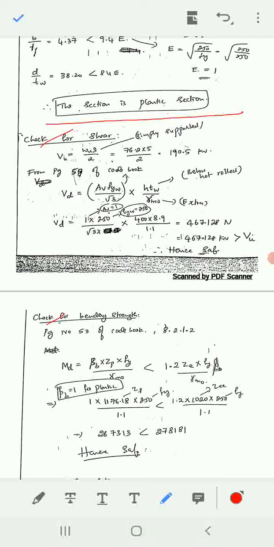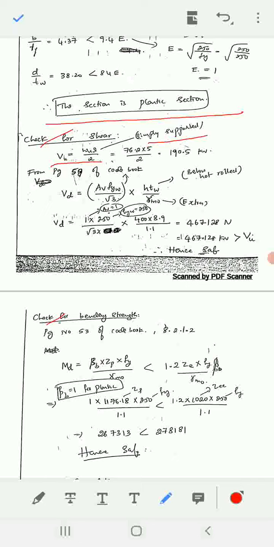For the check for shear, first you have to find out Vu, which is equal to WL by 2 if it is simply supported. If it is cantilever, then Vu is just WuL, not WuL by 2. Most of the times you will get simply supported, that's why I didn't solve the cantilever case.